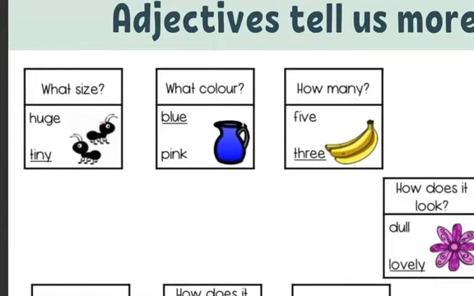What color is this jug? Blue or pink? So you have to underline the correct adjective. Blue. How many bananas are there? Let's count them. 1, 2, 3. Are they 5? No, they are 3. So 3 is the correct answer.